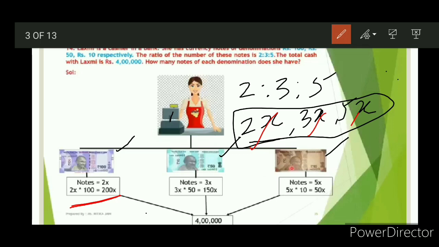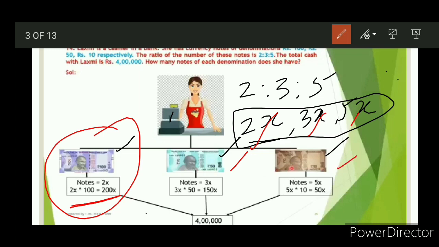For example, you are having 500 rupee notes, right? What is the total amount you are having now? 5 into 100, 500. So you should multiply the value of the currency with that number of currency. Here in this part 100 is the currency value. If you multiply with that number of currency you will get the total amount. Here the currency value is 50. Number of notes is 3x. So 3x into 50 gives 150x.